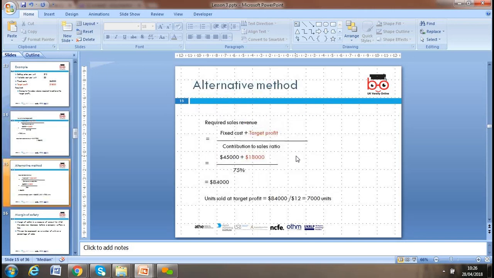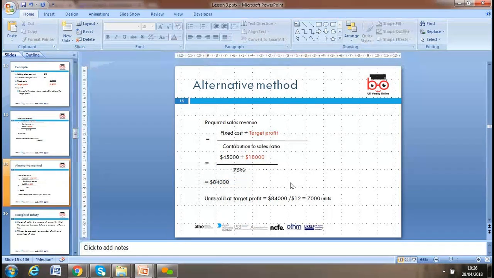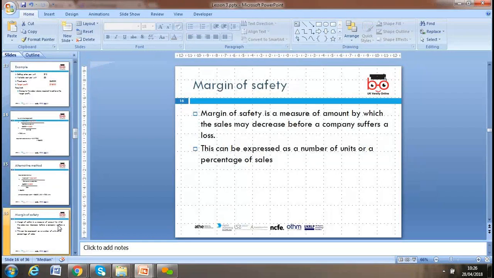Okay, that's the other way around. It is the same formula, fixed cost plus target profit divided by contribution. So if we know the contribution ratio, which is 75%, we can get the break-even revenue, and then we can divide it and calculate how many units we need to sell. Okay. Any questions up to now?